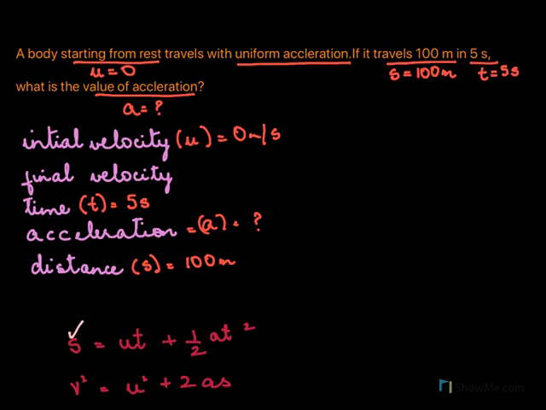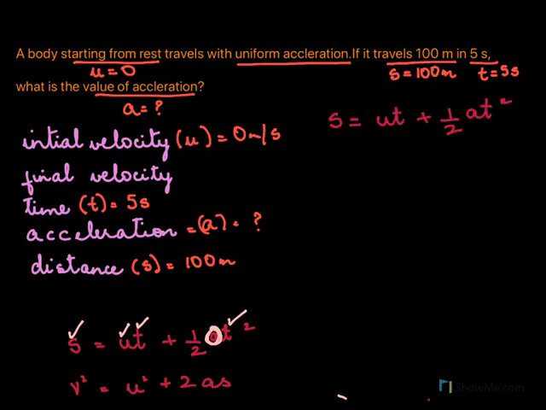Let us check the second one. Do we know distance? Yes. Do we know initial velocity? Yes. Do we know time? Yes. Do we know acceleration? No, we need to find acceleration. So in this, only one unknown, and the unknown is the acceleration. So we can start using this equation, s equal to ut plus half at square.